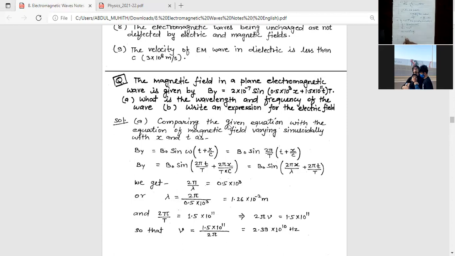Omega is equal to 1.5 into 10 to the power of 11, that is equal to 2 pi nu, or we can write 2 pi by t. This value is 2 pi by t. Is it clear?